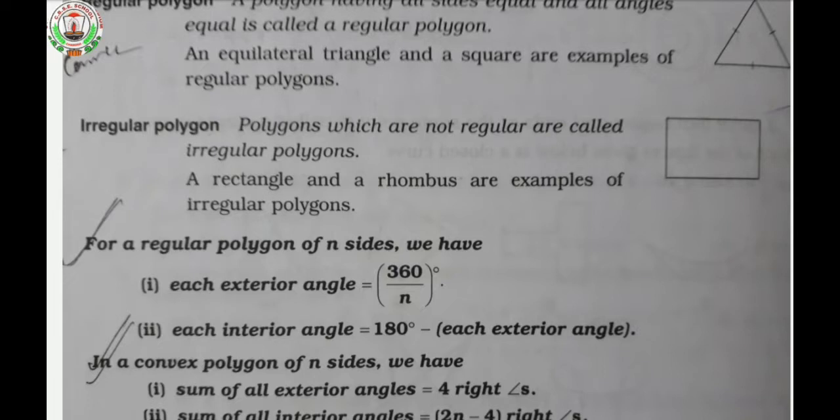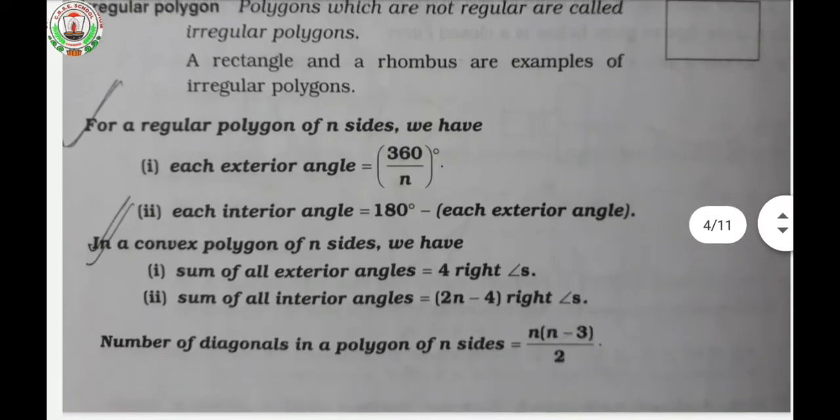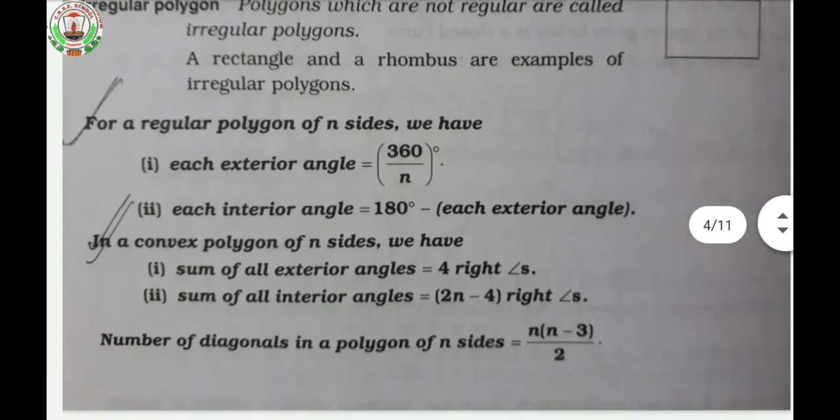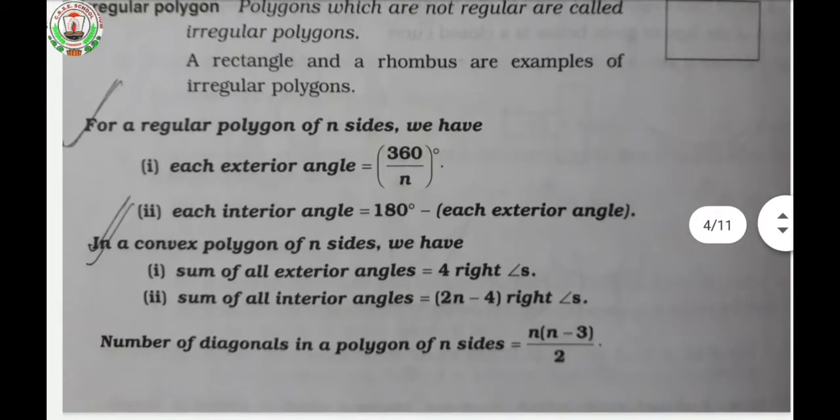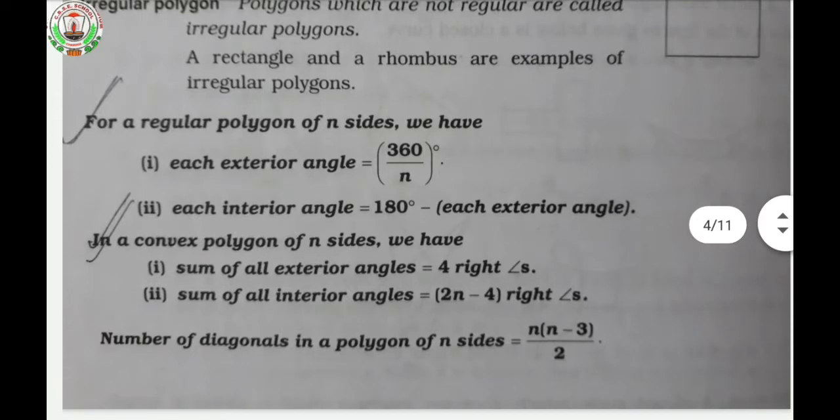Now we are going to see some formulas which will be helpful to solve the exercise questions. So here are the formulas. Note down in your copy. For a regular polygon of n sides, if it is asked in the question to find the exterior and the interior angle of any polygon like hexagon, octagon or square, triangle, this formula will be helpful for you to solve the question.